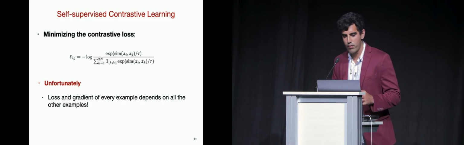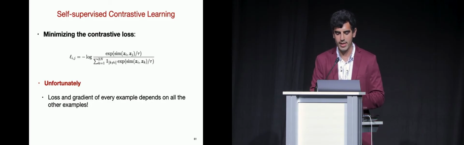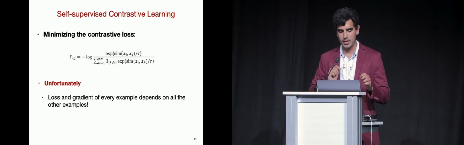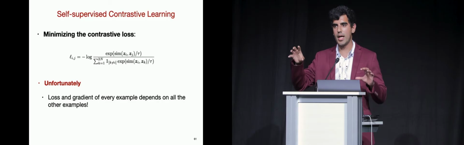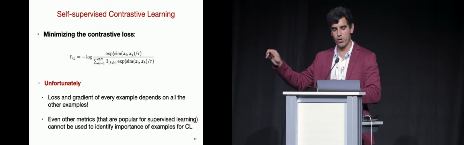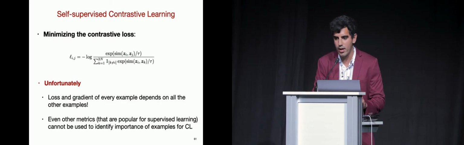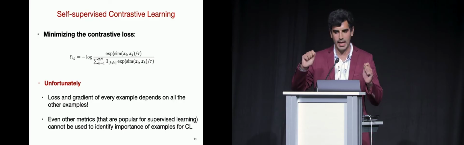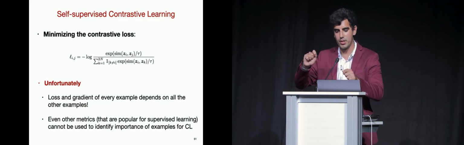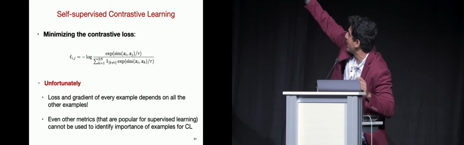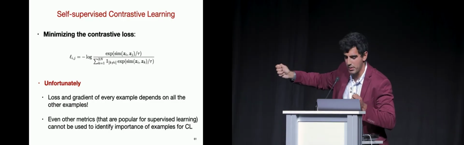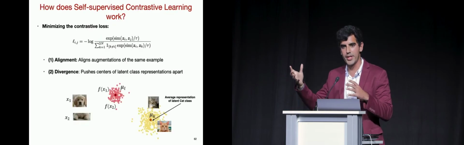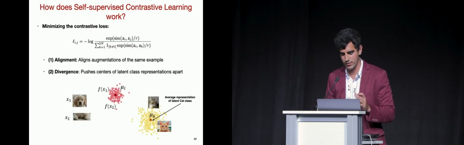Okay, so from our understanding of data efficient supervised learning, our first guess is going to be, can we match gradients? That is, can we select a subset such that the gradient of the subset matches the gradient of the full data? However, as you can see in this loss function here, the loss and gradient of every example depends on all the other examples. If you look at the denominator there, there's an iteration over all the other examples in a batch. And so we can't really isolate what the loss or gradient for a single example is in this case.